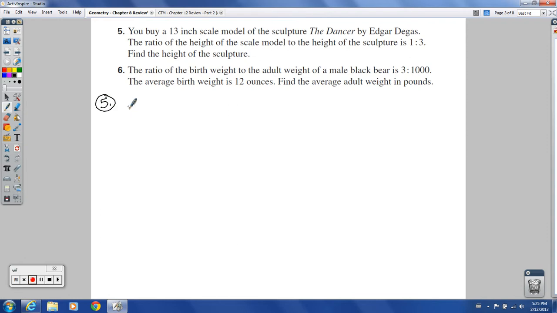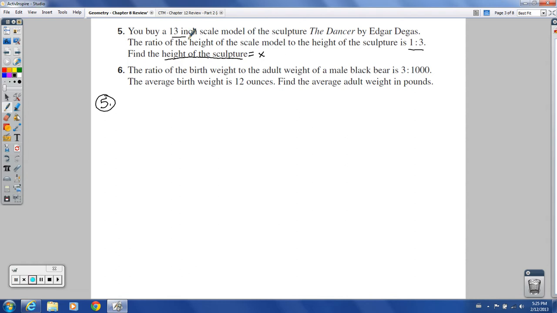Number 5, a 13-inch scale model of the sculpture The Dancer by Edgar Degas. The ratio of the height of the scale model to the height of the sculpture is 1 to 3, so it's apparently 3 times smaller is another way to think of that. So find the height of the sculpture. We can set up the ratio. We can say the height of the sculpture is equal to, we'll just call it x.